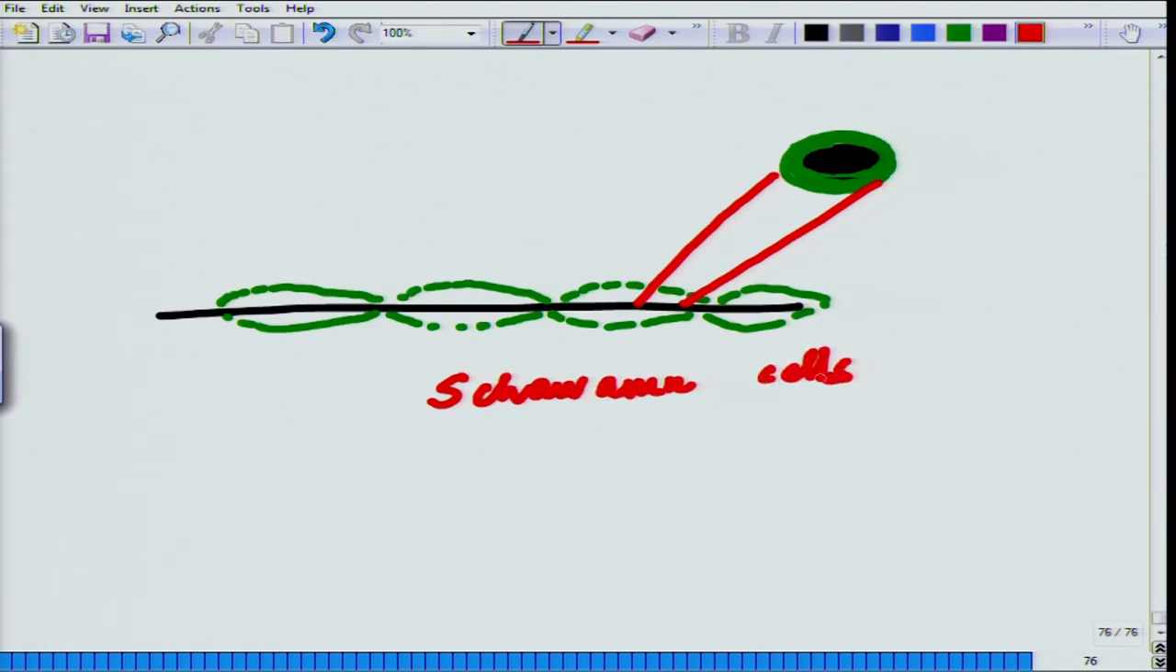Schwann cells. Okay. But is this the same geometry followed by the oligodendrocytes, which is the second cell? In the case of oligodendrocytes, the formation of the myelin sheath is entirely different. It follows a very different protocol, a very different modus operandi, while forming the myelin sheath. How it works is this.